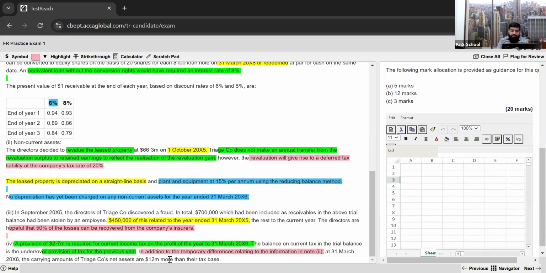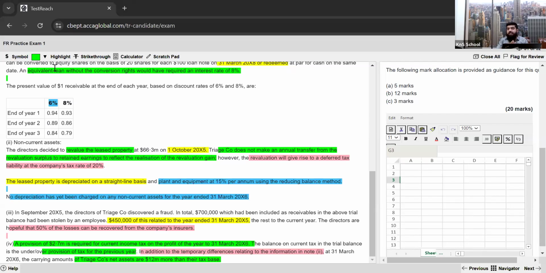And what is that? In addition to the temporary difference relating to the information in note 2, on 31st March 2016, the carrying amount of the company's net assets are 12 million more than their tax base, which means the carrying amount is greater than the tax base. If the carrying amount is greater than the tax base, this will be known as what? Taxable temporary difference. Yes.